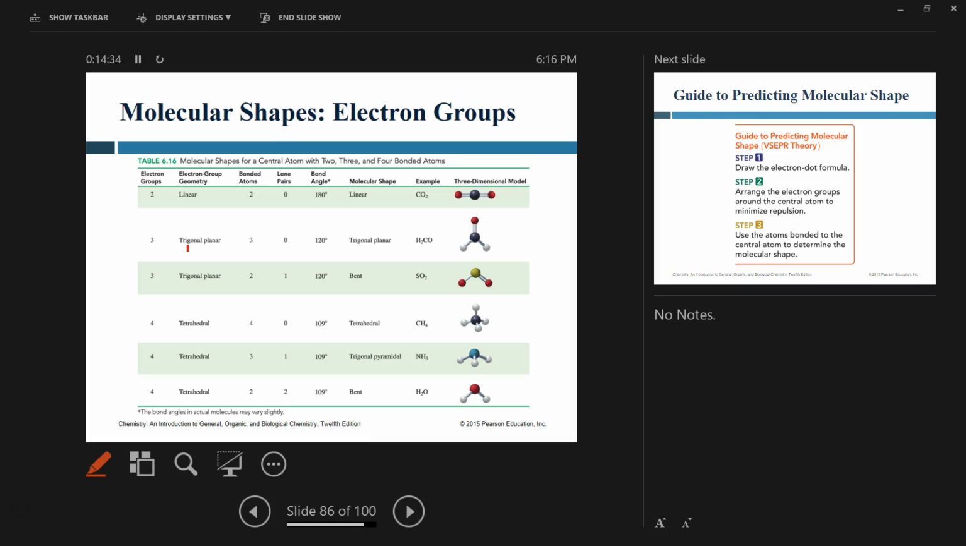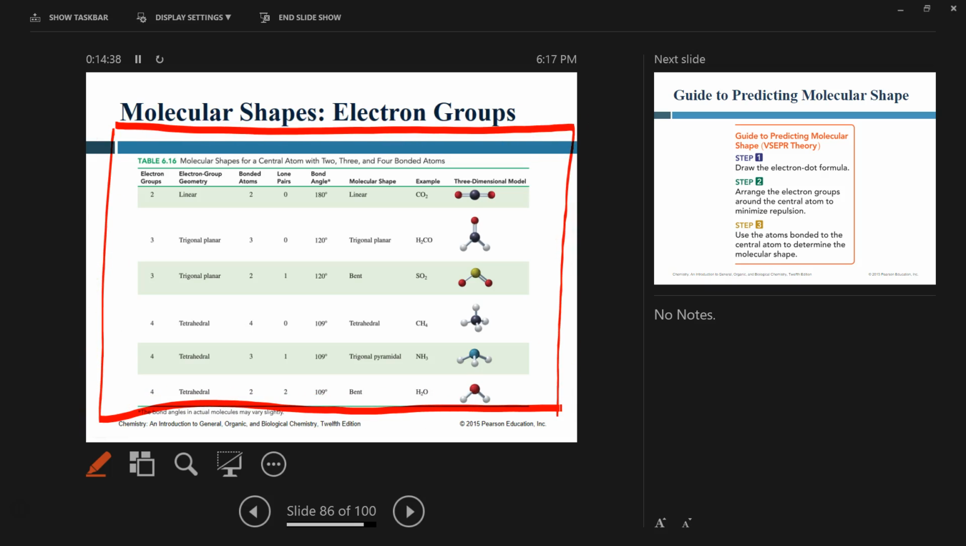So this table summarizes the examples that we used. And to make it kind of straightforward for you, I'm not going to ask you any other examples than the ones that we talked about in the lecture, okay? But for these ones, you have to know the shapes of these molecules. Am I clear? Good.